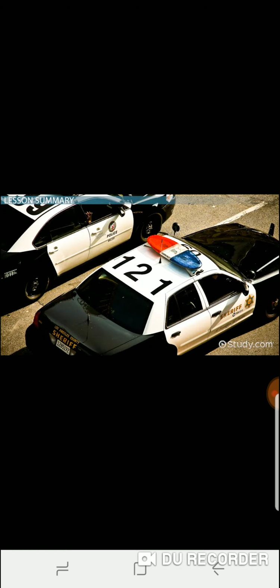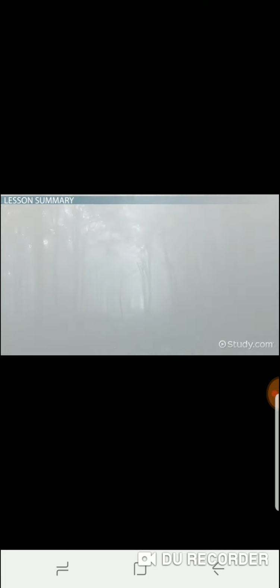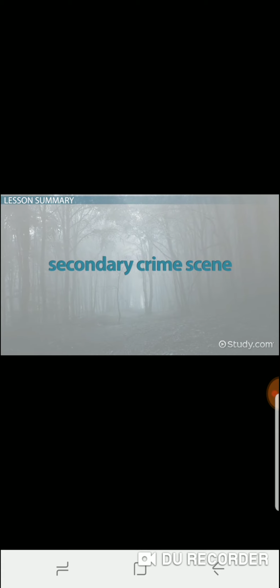Let's review. A crime scene is the area and immediate surrounding area where a crime has been committed. There can be more than one crime scene. A primary crime scene is the location where the actual crime took place. Primary crime scenes are not always known to investigators, and at times only the location of a secondary crime scene may be known. A secondary crime scene is a location that holds evidence of the crime, but it is not the location where the crime was originally committed.